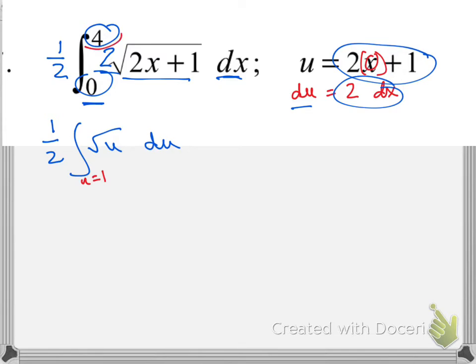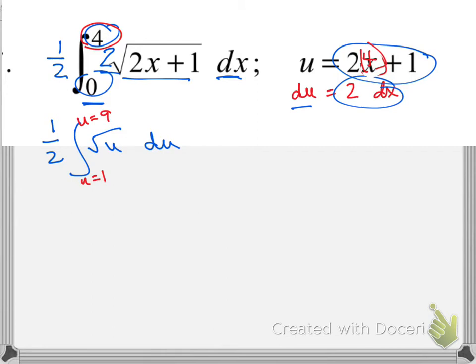Okay, now we're going to plug in that x is 4. Well, if x is 4 right here, then we're going to get 8 plus 1, so u will be 9. Now, again, solve everything in terms of u, and you don't have to go back to x at all.